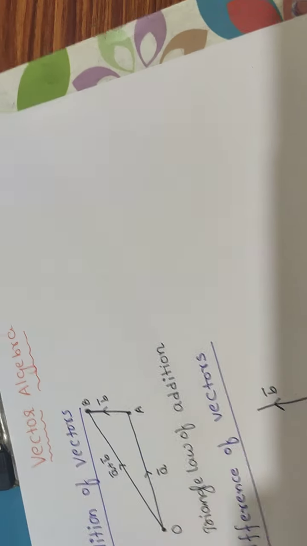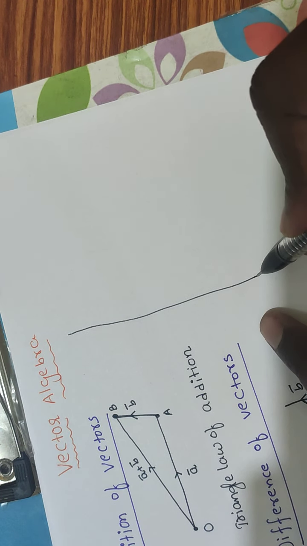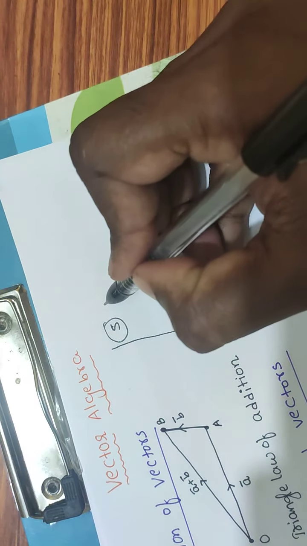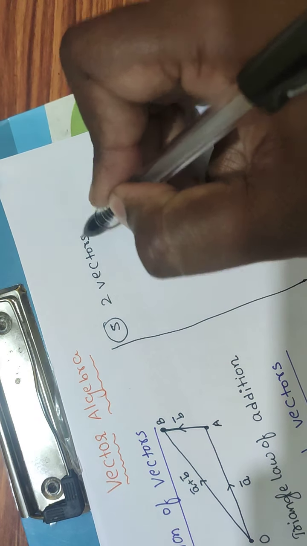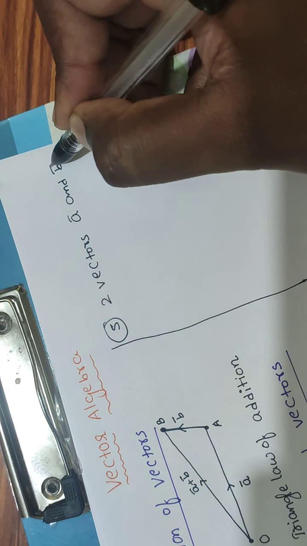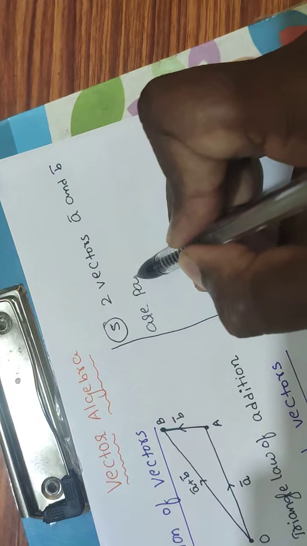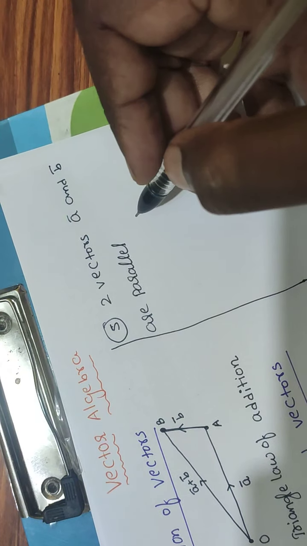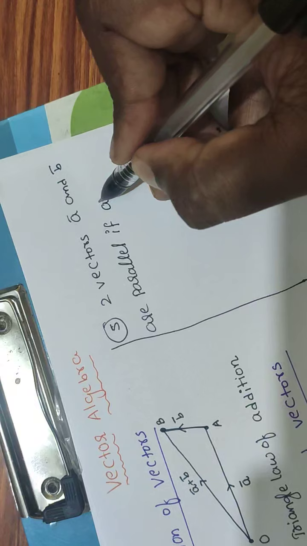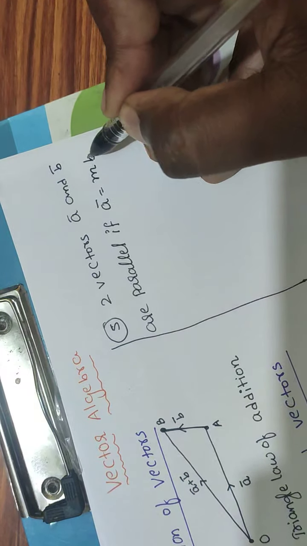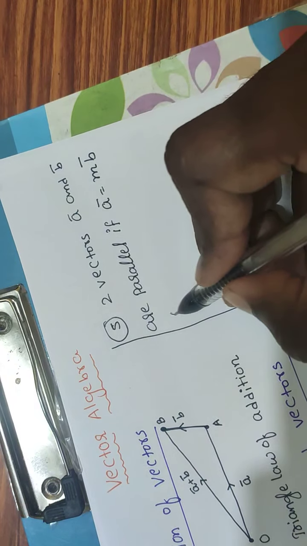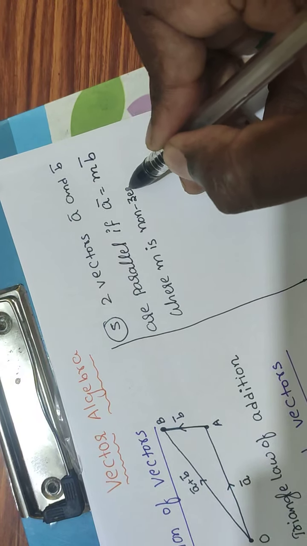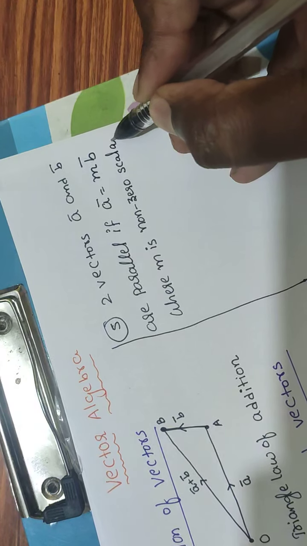Next. Fifth concept. If two vectors a bar and b bar are parallel, the condition is one vector is equal to some constant into other vector, where m is a non-zero scalar.